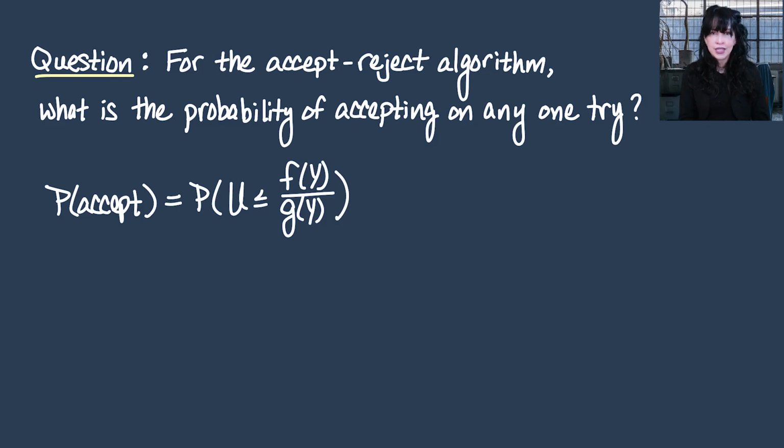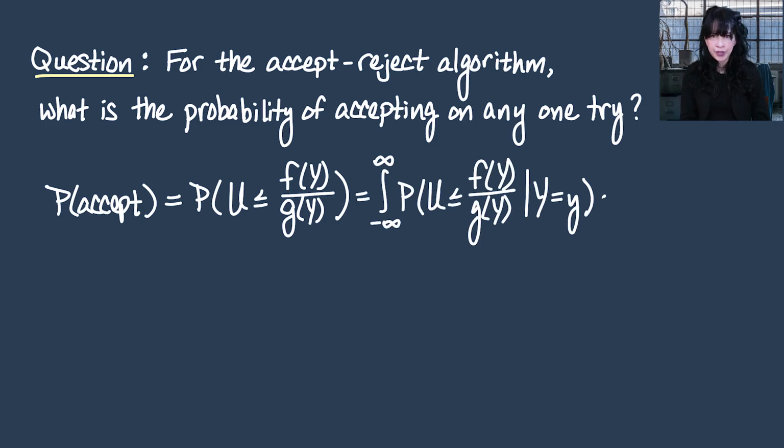To compute this, I'm going to condition on the value of y. So I'm going to get this probability given that capital Y equals little y. I'm going to multiply by the PDF for capital Y, which is h, and I'm going to integrate over all little y from minus infinity to infinity. This is a more general proof, not the 0 to infinity example that we were looking at.